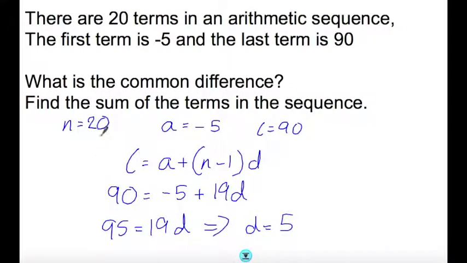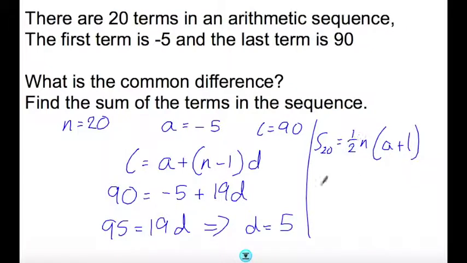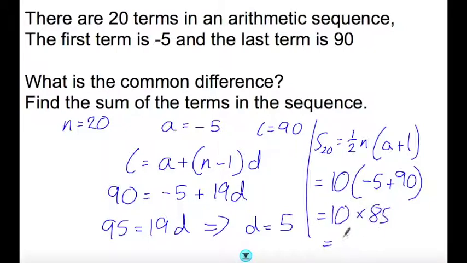And then find the sum of the terms in the sequence. So we want the sum of the first 20 terms. Because we've got the last term, we can use that easier formula. We could use the other one, but this one's just a bit simpler. So a half n is a half of 20, which is 10, times (minus 5 plus 90). So that's going to be 10 times 85, which is 850. Okay, good.